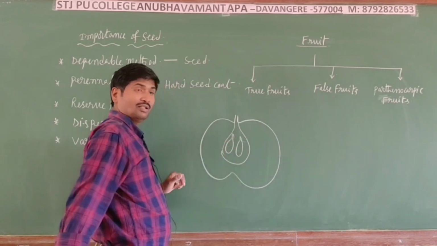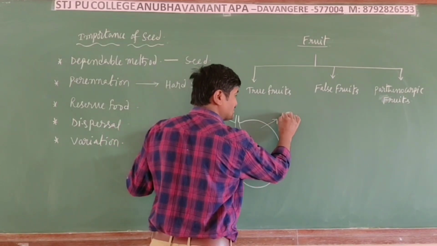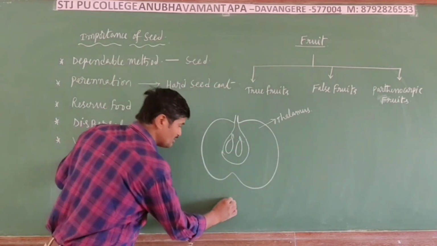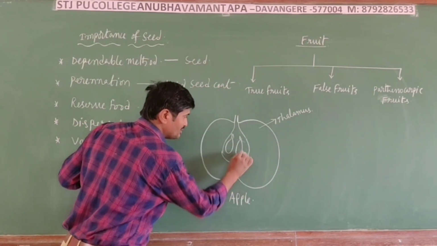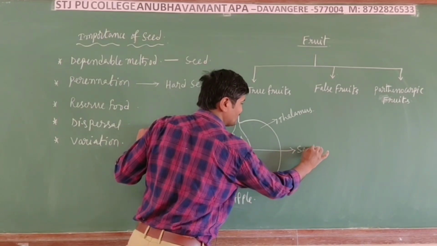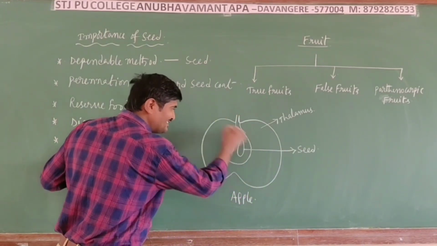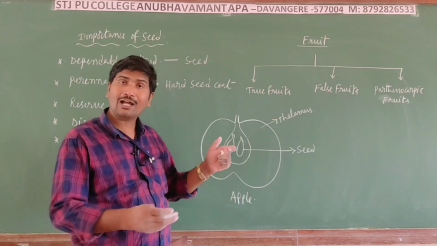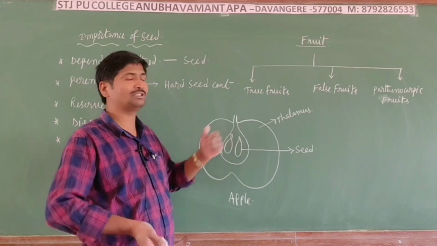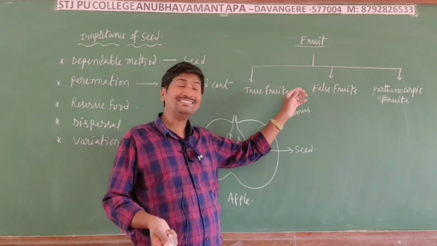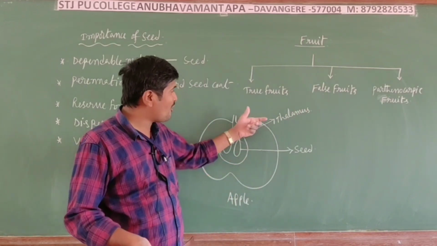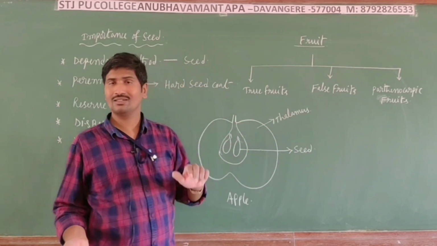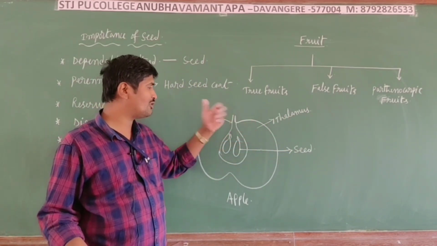See here, this is the thalamus. This portion is the only edible part. These are the seeds. This complete area is developed from the ovary and this area is developed from the thalamus. Even the thalamus contributes to the fruit. That's why the fruit is developed from the ovary along with other floral parts, here the other floral part being the thalamus.